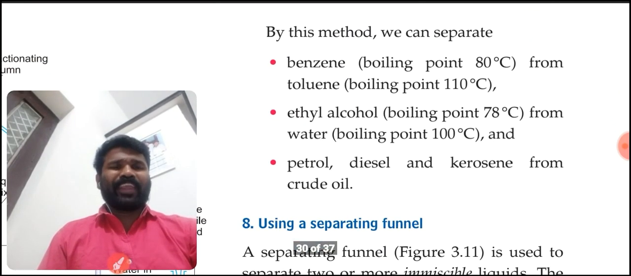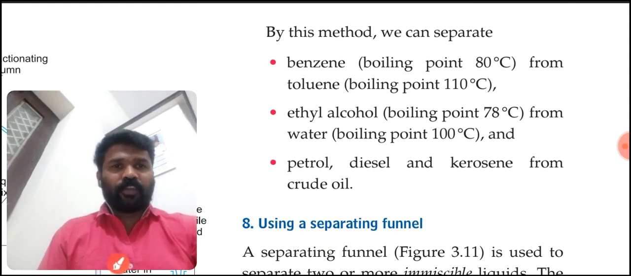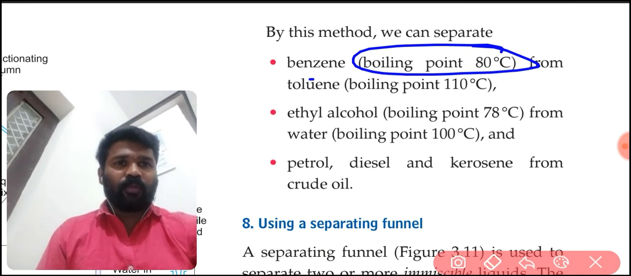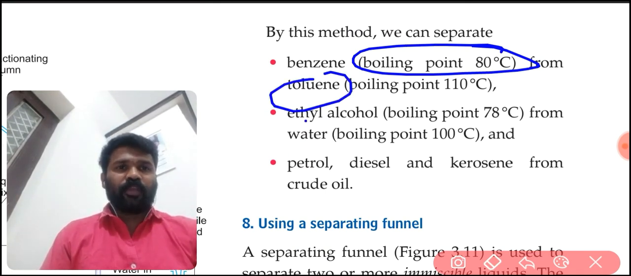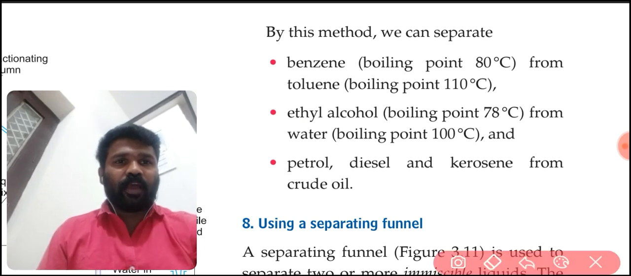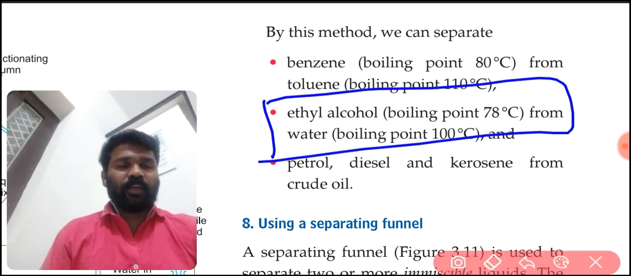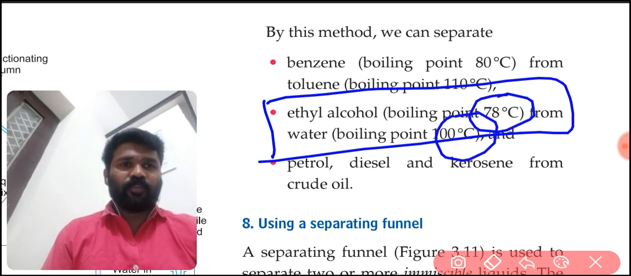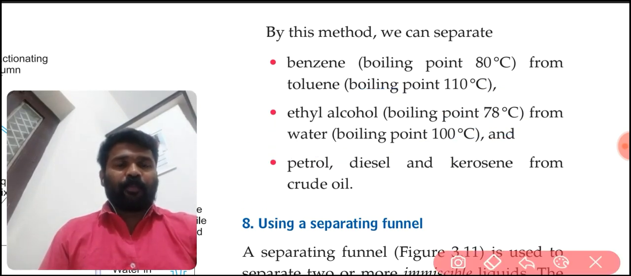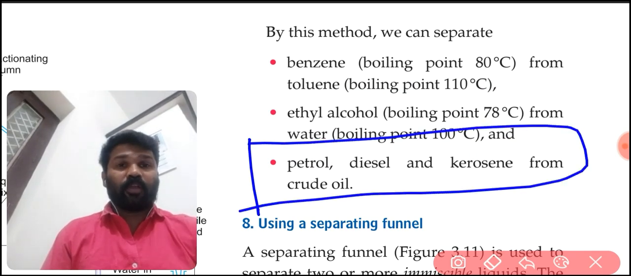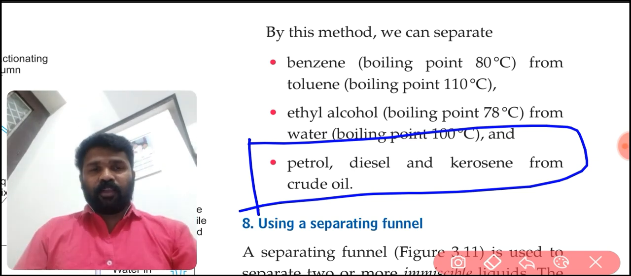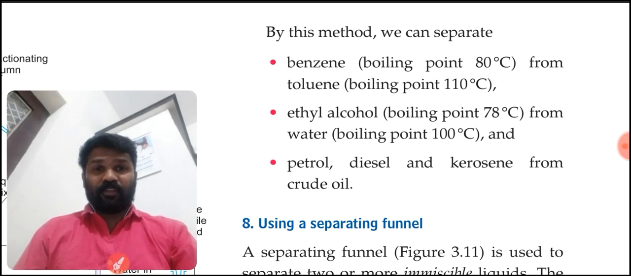By this method we can separate benzene, whose boiling point is 80 degrees Celsius, from toluene. Ethyl alcohol from water: the boiling point of ethyl alcohol is 78 degrees Celsius and water is 100 degrees Celsius, we know that. And petrol, diesel and kerosene from crude oil. To distill petrol, diesel, kerosene and so on, we use this method, fractional distillation.